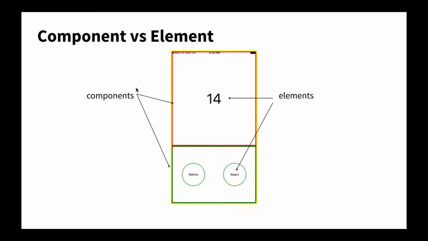So here's an image that illustrates this. Components, in this case, I have two marked by the red line and the green line, and they both fit on one screen. And elements in this case are individual UI elements that exist within a component. So in this case, a label and then a button with a label inside.